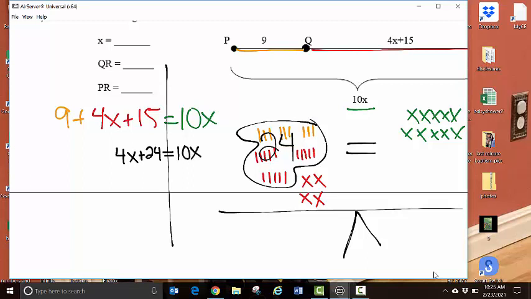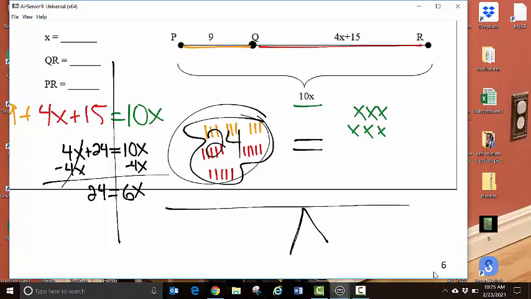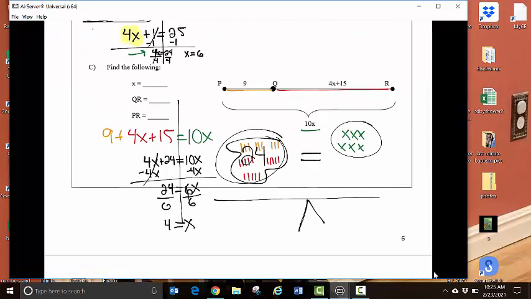And then I want to move the x's together. So what if I took 4 x's off of both sides? Minus 4 x's on this side, minus 4 x's on this side. And now I have 24 equals 6x. See, 24 equals 6x. Well, then that would mean each x would be worth 4 little tick marks. Okay, so that is our algebra review.